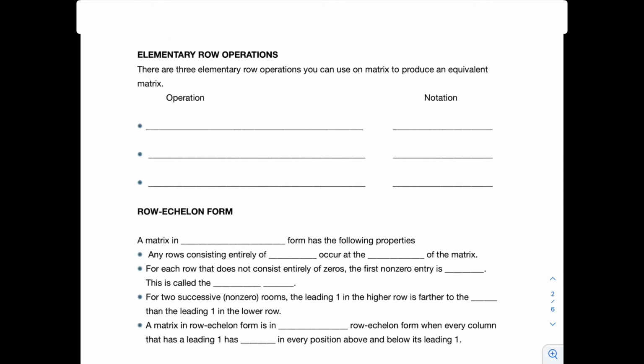Now that we can make a matrix from a system of equations, we need to look at what we can do with that matrix. And when you're working within a single matrix, you have 3 elementary row operations that you can perform. These are the only 3 things that you can do within one matrix.